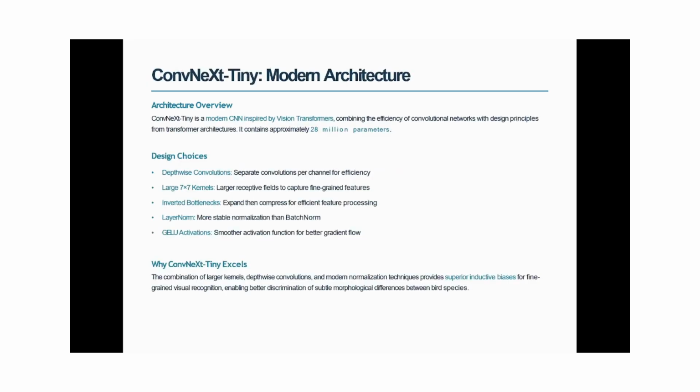Next is ConvNeXt Tiny as the modern architecture. It's a modern CNN inspired by Vision Transformer. It uses depthwise convolution with large 7x7 kernels, inverted bottlenecks, layer normalization, and GELU activations. These design choices make it both efficient and powerful. As with ResNet, I swap out the classification head for the 200-class layer while keeping the pre-trained backbone.